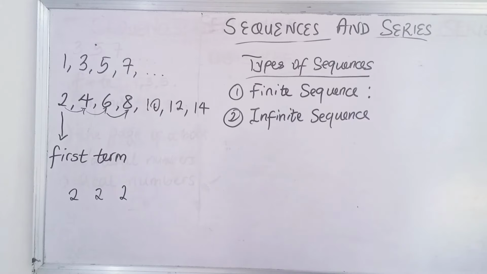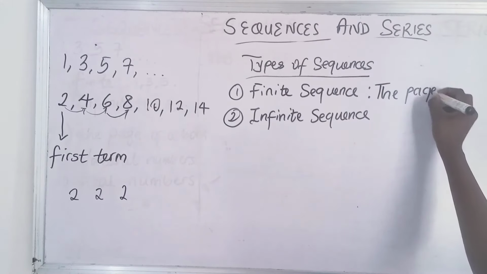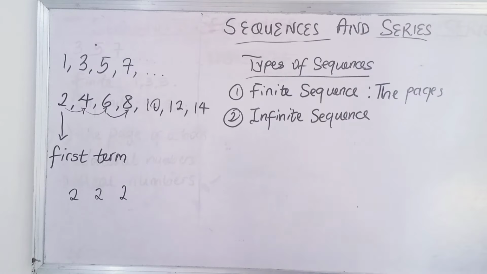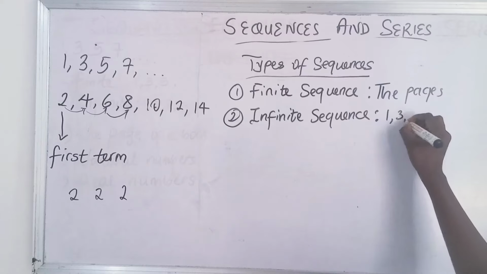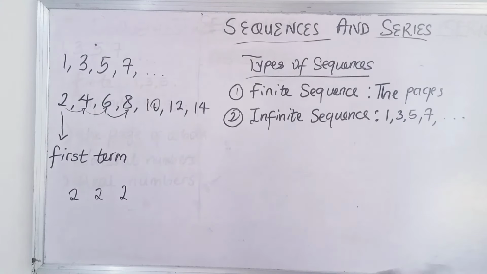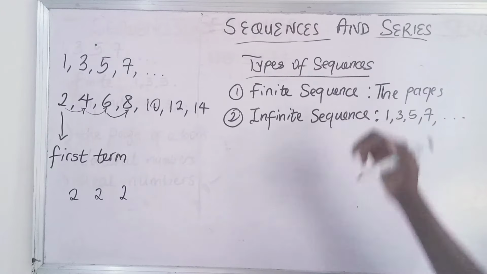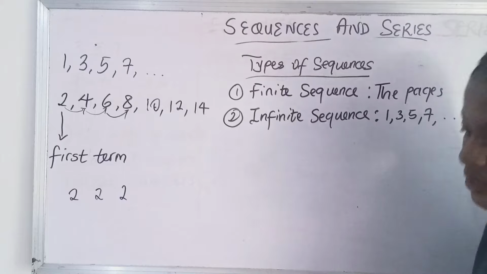A finite sequence could be the pages of a book. The pages of a book have an end, right? But an infinite sequence could be this: 1, 3, 5, 7. It keeps going. We do not know where it's going to, but it keeps going. So these are the differences between a finite sequence and an infinite sequence.